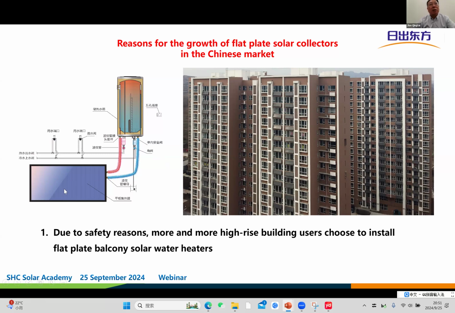But because the collector is installed outside of the balcony, safety is the most important concern. So people prefer to use the flat plate collector because the cover glass of the flat plate collector is tempered, so it is more safe, but the vacuum tube is not tempered.